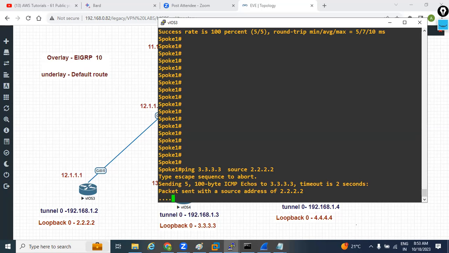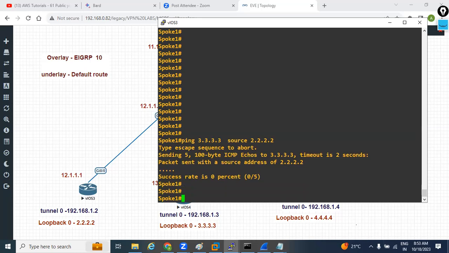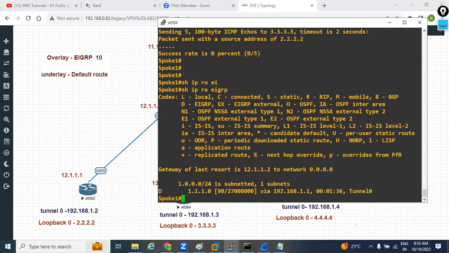Because if you get into its route table, show ip route eigrp, do you have any 3 net information? No. Clear? Then how is it going to work out? So now just see what the routing protocols' behavior is.